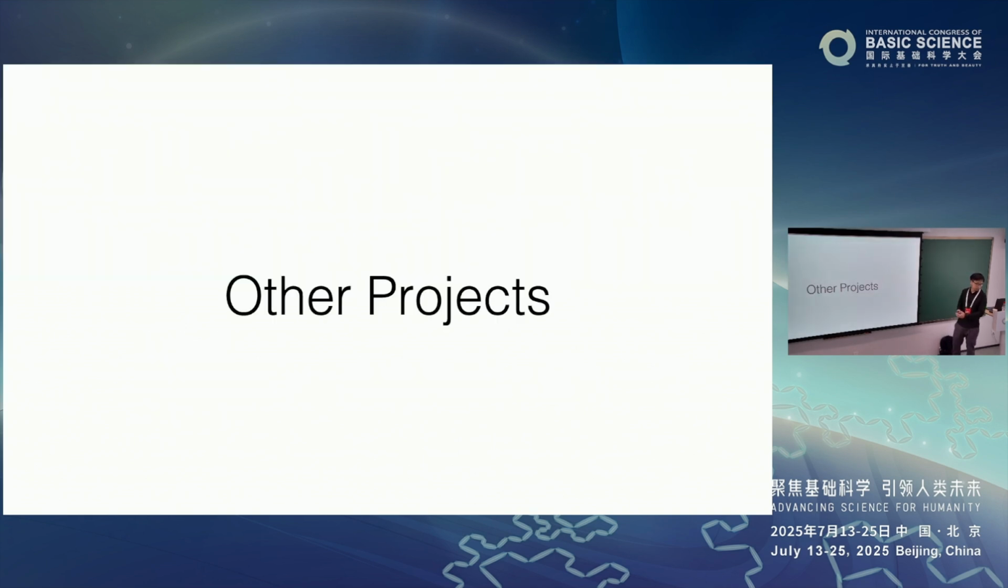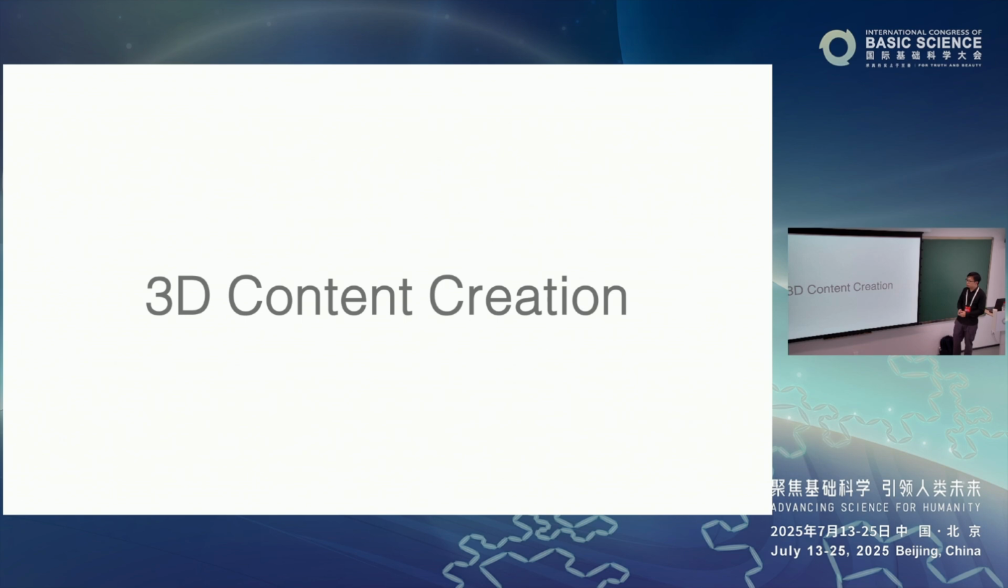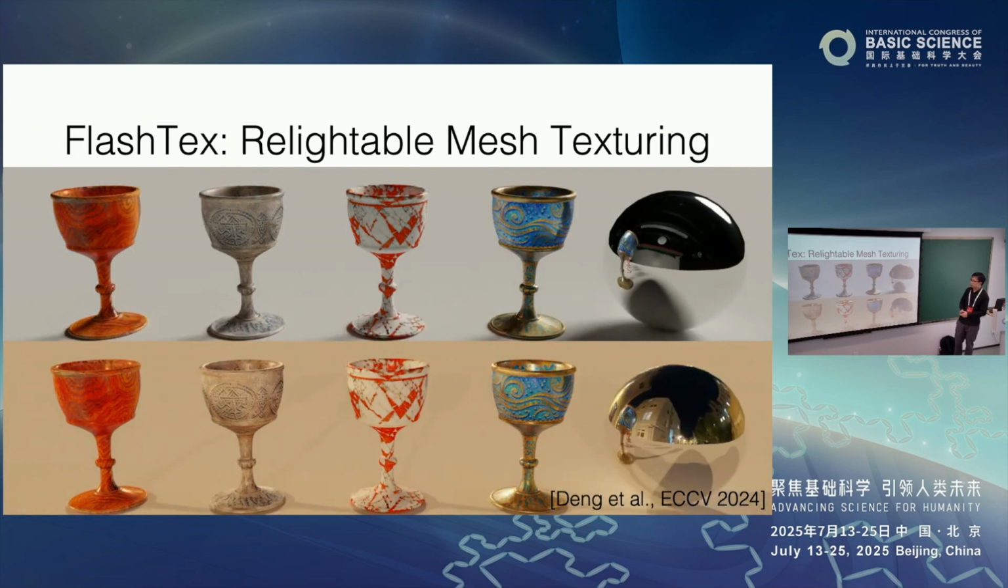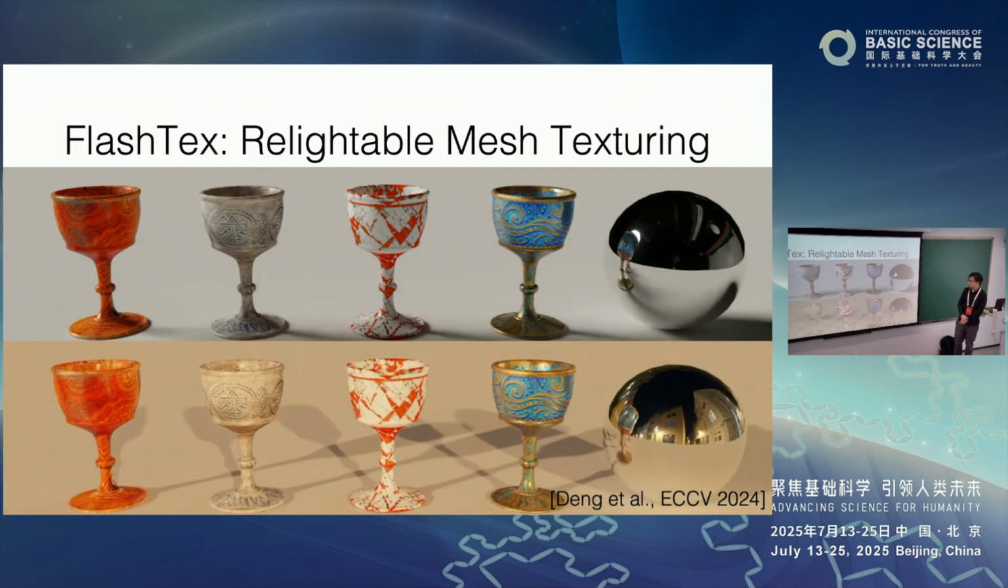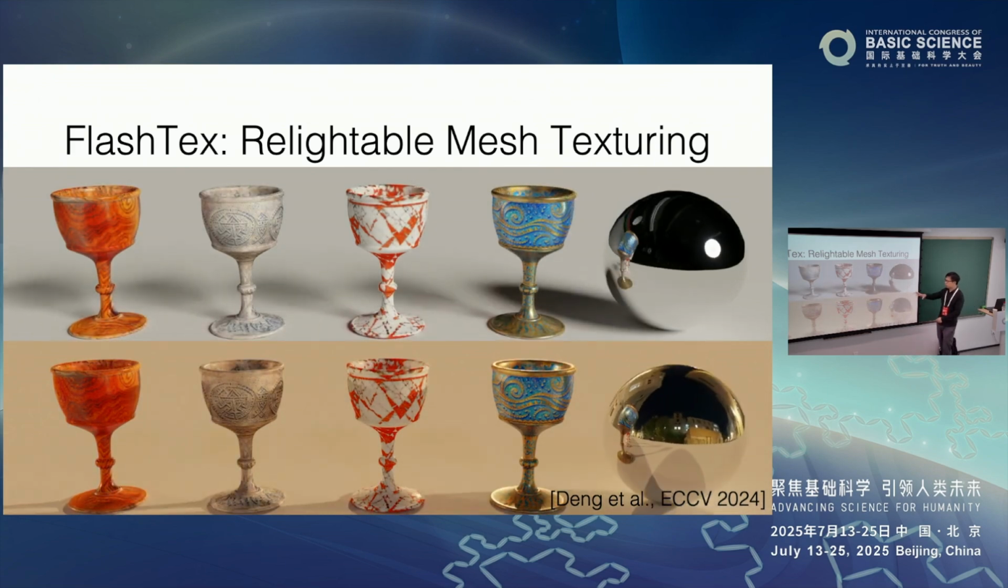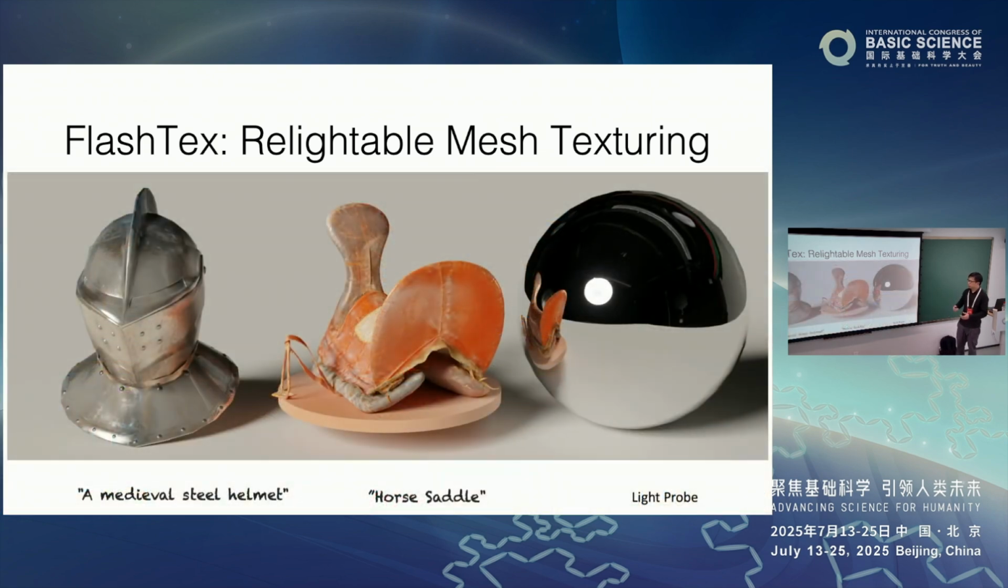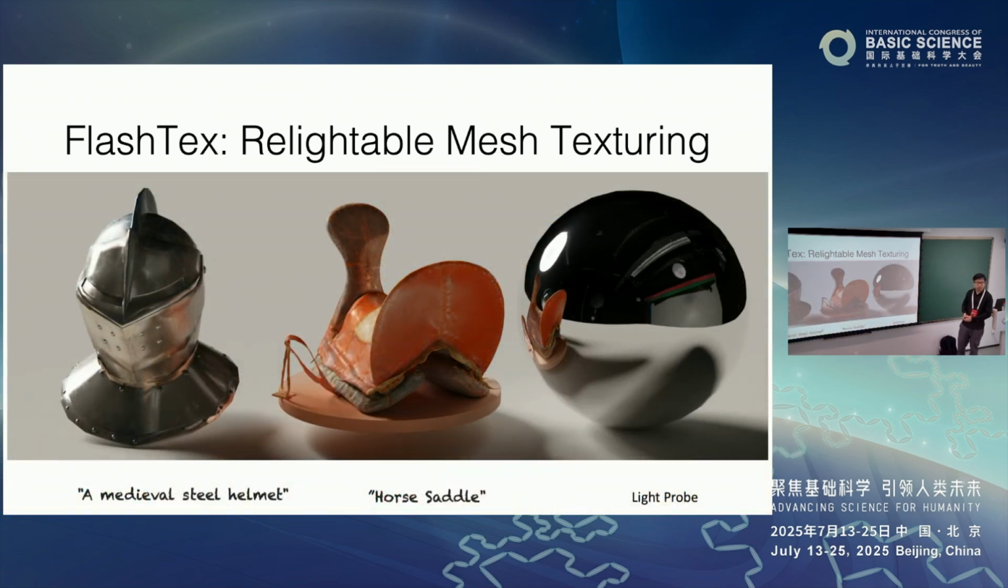So I want to show some other projects very quickly, if I can. I still have a few minutes. These are not related to this talk, but I want to show some other projects we're working on at CMU. One thing we have been working on is text to texture generation, where we can add texture to a 3D mesh. You can type a text prompt, and the texture is a relightable texture, so you can relight it with different lighting conditions.